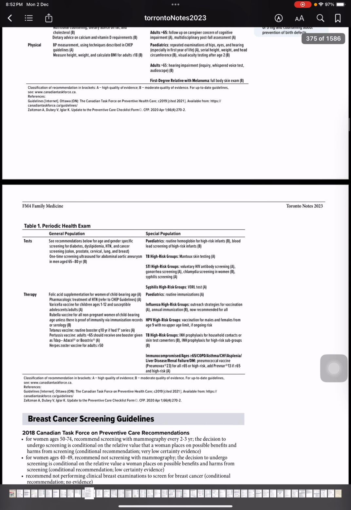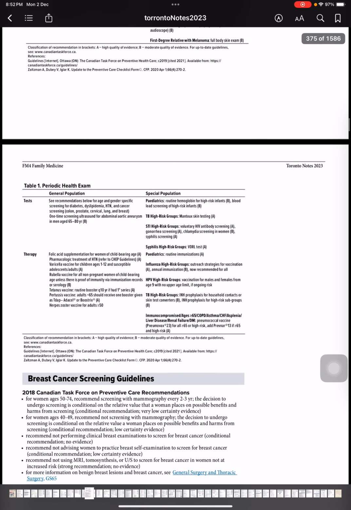Also, TB high risk groups, you're gonna check Mantoux skin test. Who are high risk groups? People who have recently traveled, immigrants living in a congested area, congested community setting. So that's TB. STI high risk is voluntary HIV antibody screening. The patient is coming in themselves and asking you to do STI testing. Gonorrhea screening, chlamydia screening in women, syphilis screening: gonorrhea, chlamydia, syphilis and HIV.